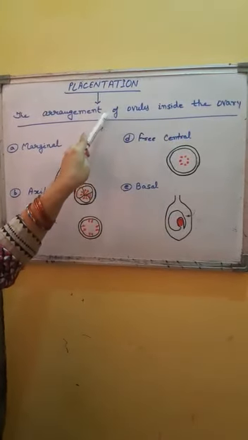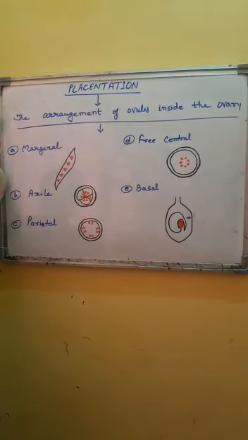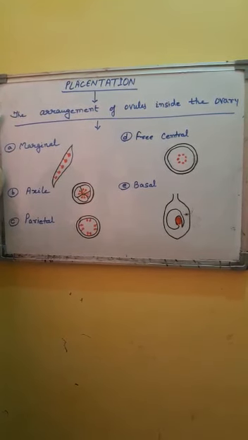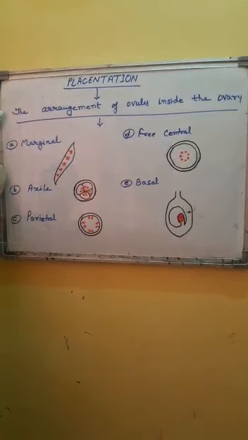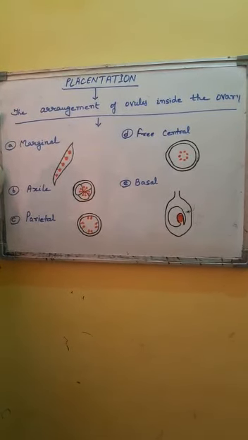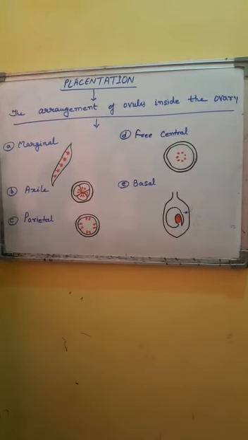Since ovules are arranged on the placenta, the arrangement or position of the placenta inside the ovary is called placentation. Placentation is of 5 types. These 5 types of placentation are as follows.